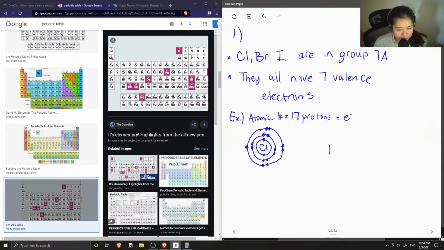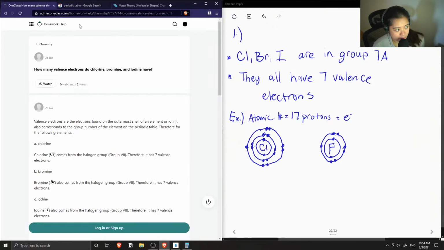And if we were to compare it to fluorine, fluorine has an atomic number of 9. So similarly, we can sketch out what its atom may look like. Okay, so here's 7 valence electrons as well, except its atomic radius is much smaller than compared to chlorine's. Okay, so this is how all 3 of them all have 7 valence electrons.